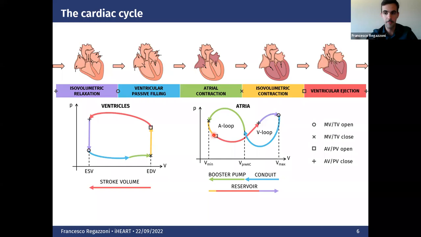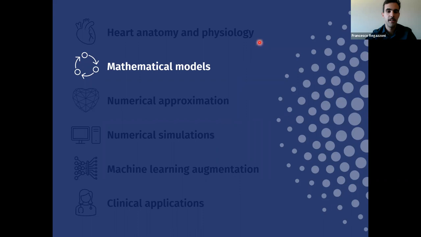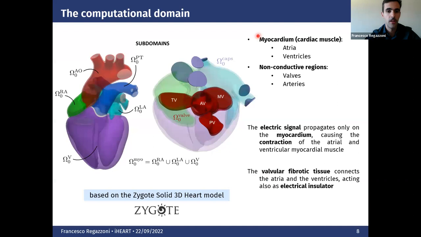So now that I gave you a very brief introduction of how the heart is made and how it works, we can talk finally about mathematical models. A mathematical model is a description of a physical phenomenon in terms of mathematical equations that describe that phenomenon. So what do we need to construct a mathematical model of the heart?